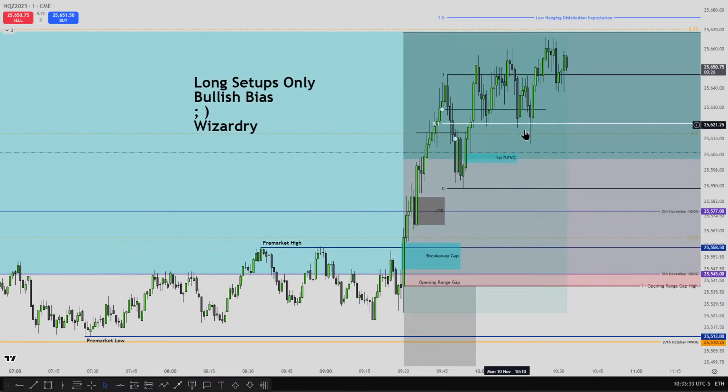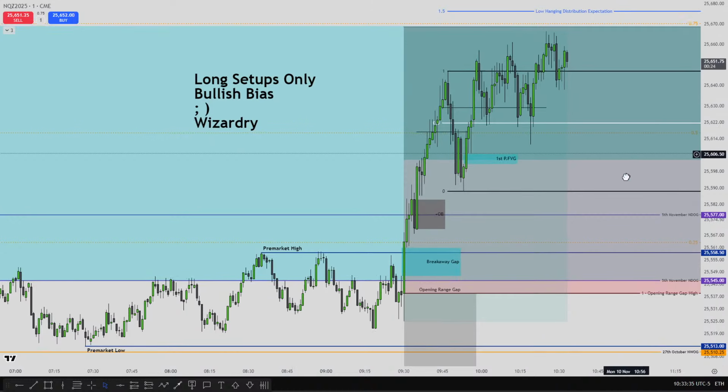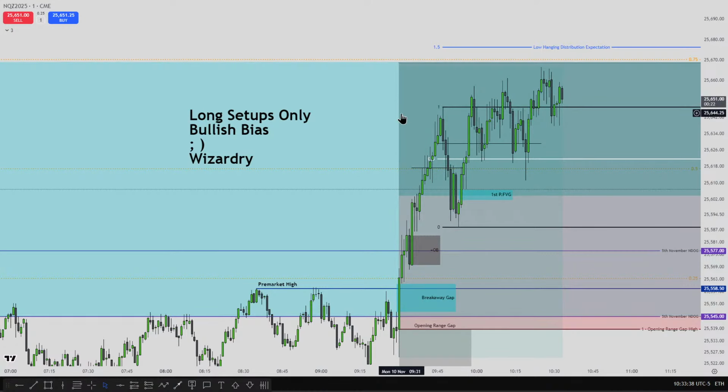Yeah, I feel bad for anyone who's actually trading this. Sorry, guys. Next time I'll put my 4 million contracts on and I'll give you nice price action. Promise.